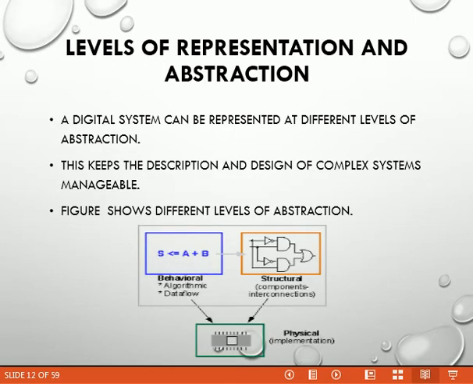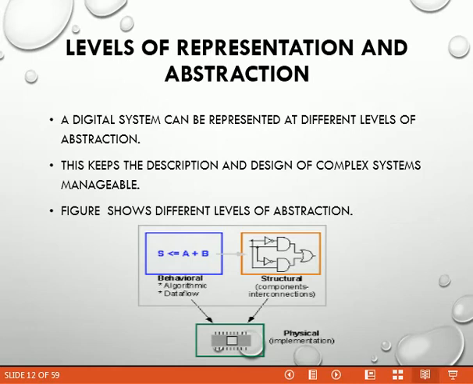See about levels of presentation and abstraction. Okay. Now, a digital system can be represented at different levels of abstraction. Okay. So this keeps the description and design of a complex system manageable. Okay. So if we are abstracting a digital system at different levels, then that will be easier to understand.